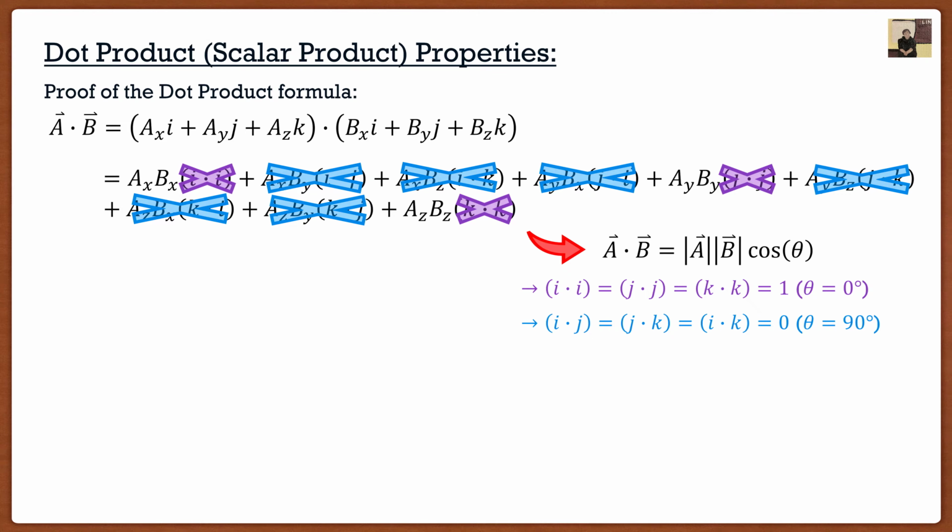As we can see, we're actually only left with three components. That is ax bx, ay by, and az bz. So therefore, a dot b is equal to ax times bx plus ay times by plus az times bz.